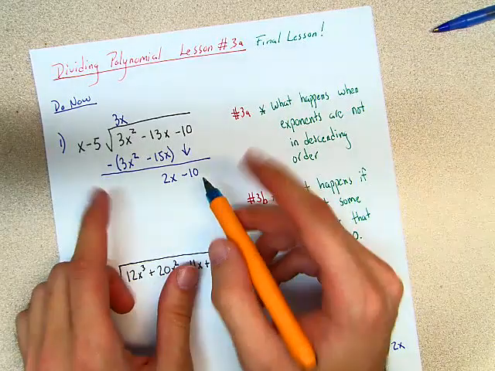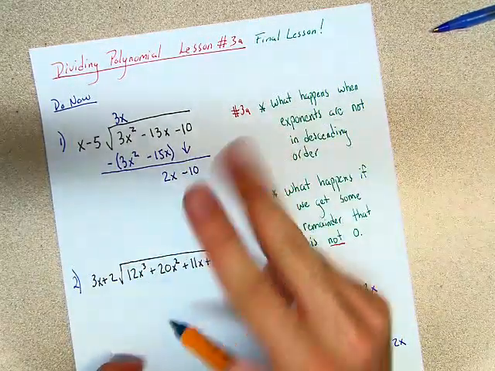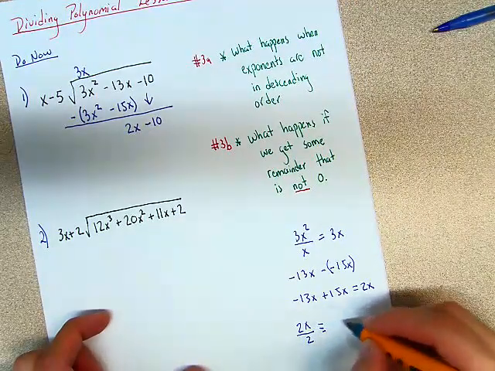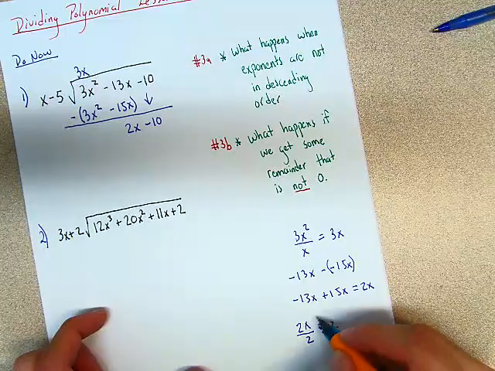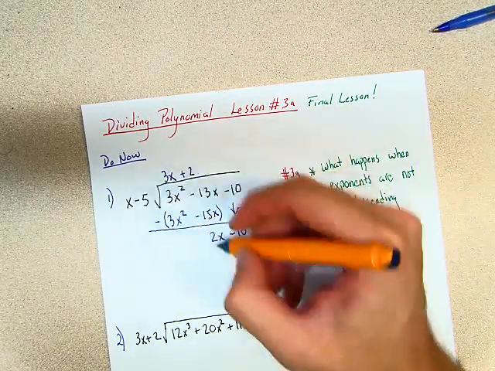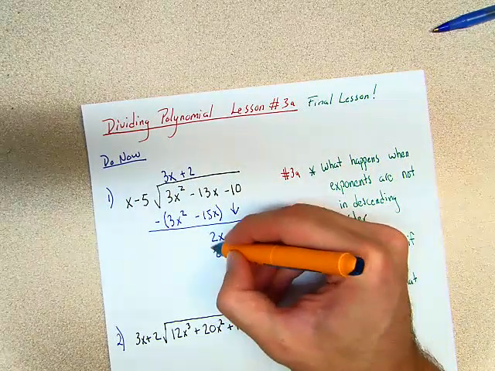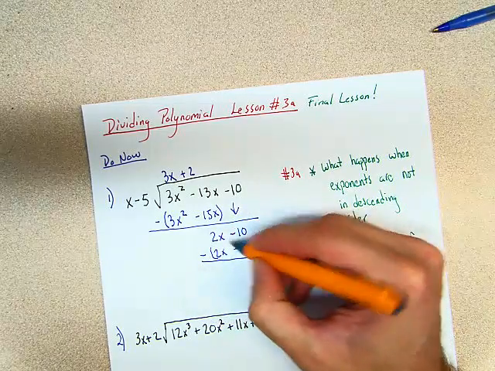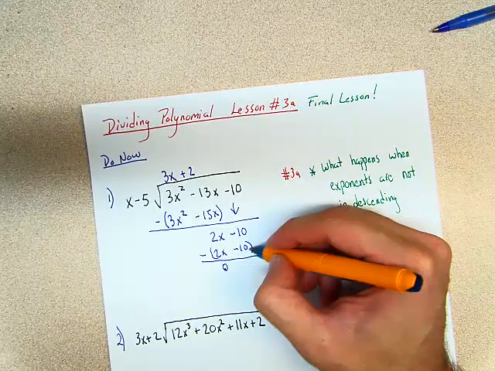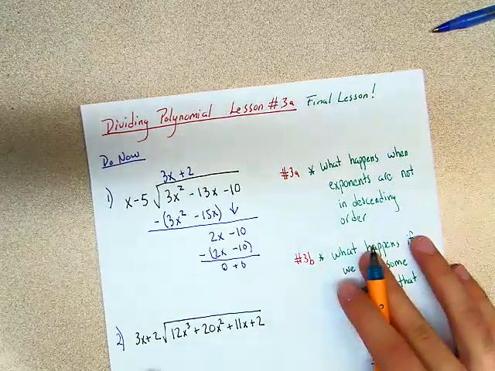What's the next step? Ask yourself how many times is x going into 2x, and it goes in twice, because 2x divided by x is equal to 2. So this is positive 2. And 2 times x is 2x. 2 times negative 5 is negative 10. Parentheses, subtract. And 2x minus 2x is 0. Negative 10 minus a negative 10 will be 0. So we have remainder 0, and we are done.